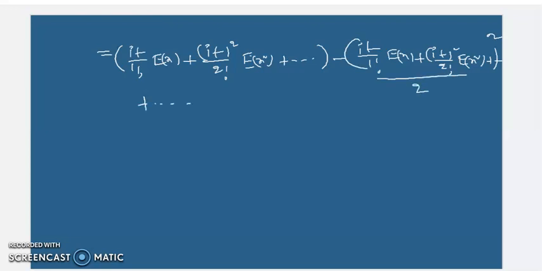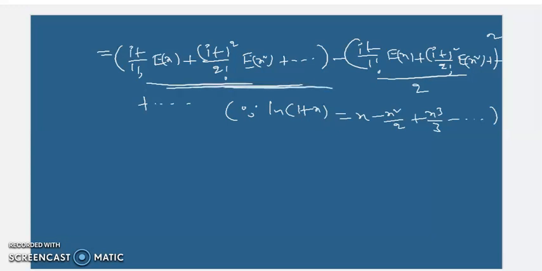Plus and so on. Why? Because the logarithm of 1 plus x formula is x minus x square by 2 plus x cube by 3 minus and so on. Okay, so this is the C.G.F. form, meaning the cumulant generating function of the random variable X. Clear?